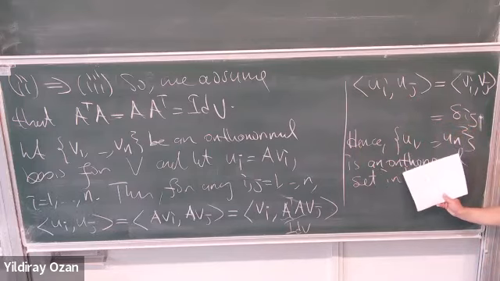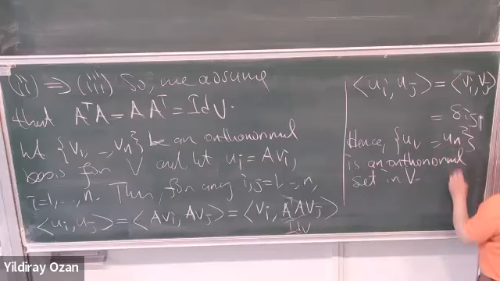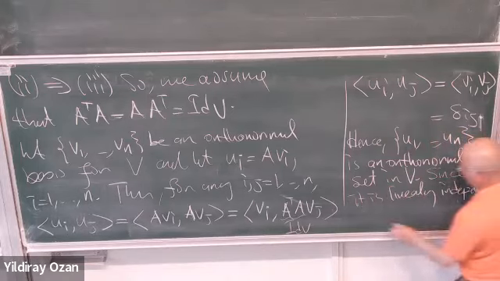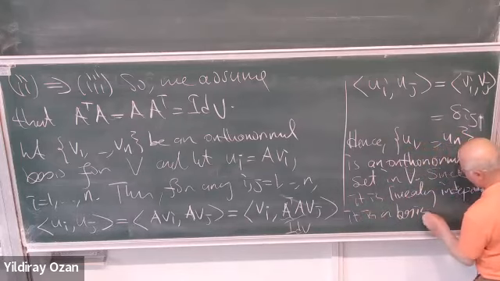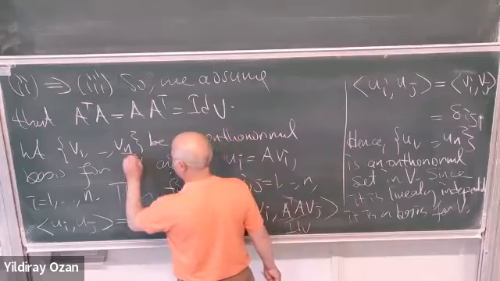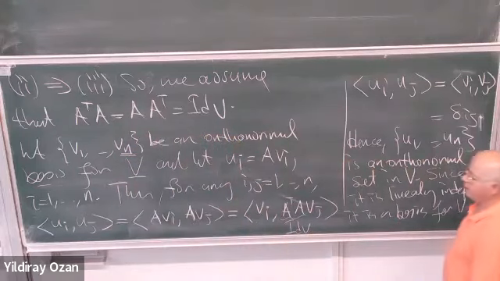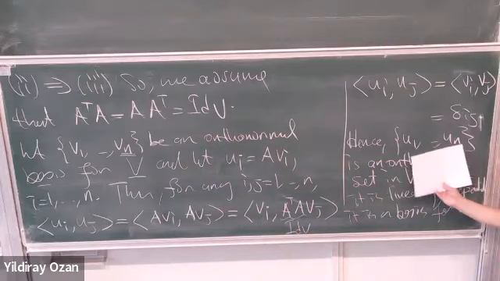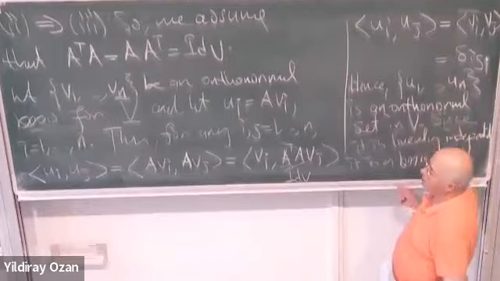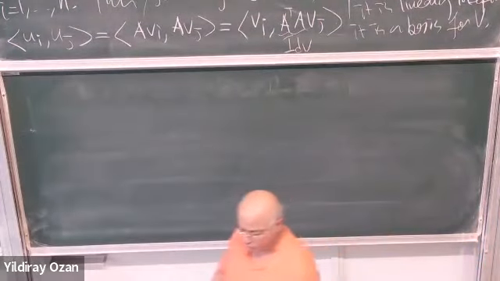But we know that any orthonormal set or orthogonal set is linearly independent. So since it is linearly independent, it is a basis for B. Neden basis? Because our vector space has dimension n, and any n linearly independent vectors form a basis. Therefore, it's a linearly independent set consisting of n vectors. Therefore, it's a basis. Tamam mı? O halde ne görmüş olduk? Herhangi bir orthonormal basis'in görüntüsü de bir orthonormal basismiş.